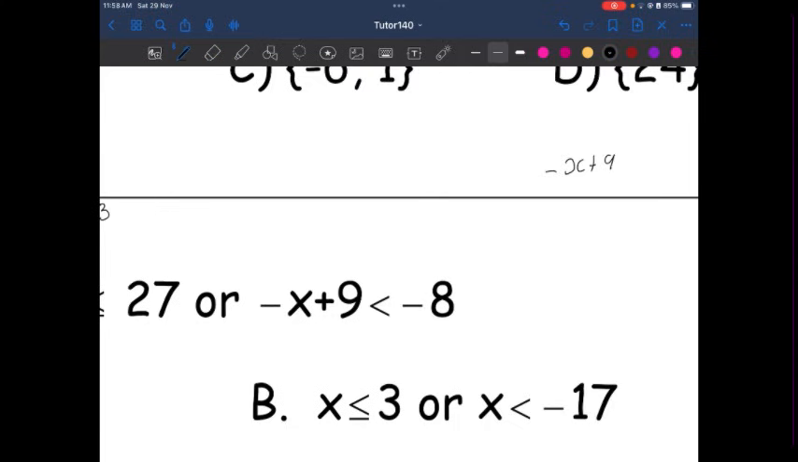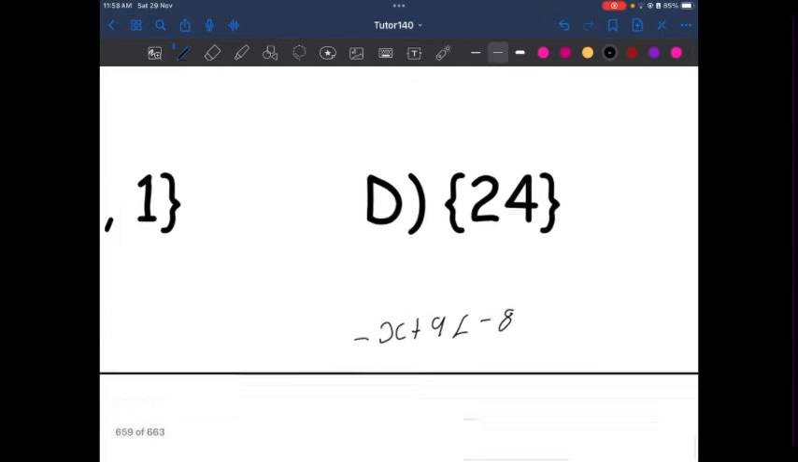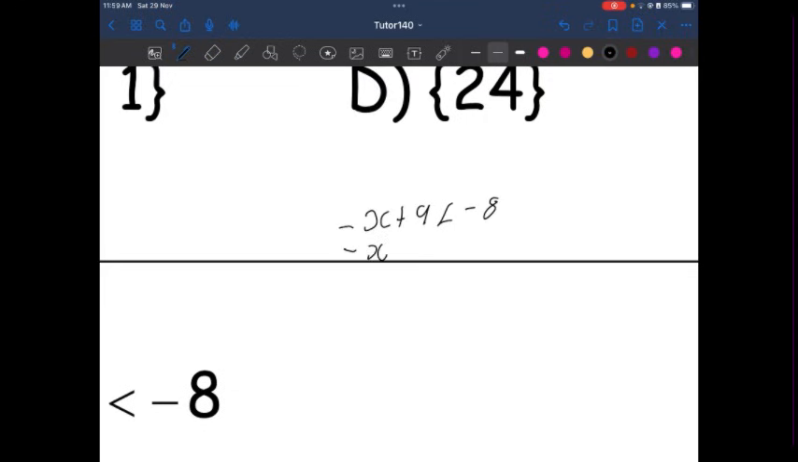So we have negative x plus 9 less than negative 8. Going to send the 9 over. That'll make it a negative 9. So that'll be minus x less than negative 8 minus 9. That's negative x less than negative 17.